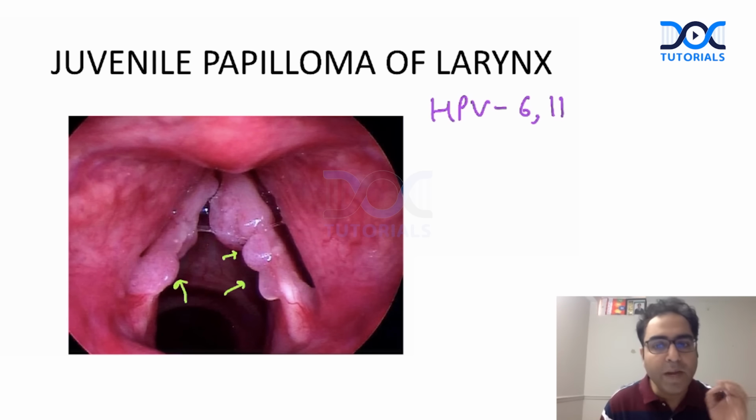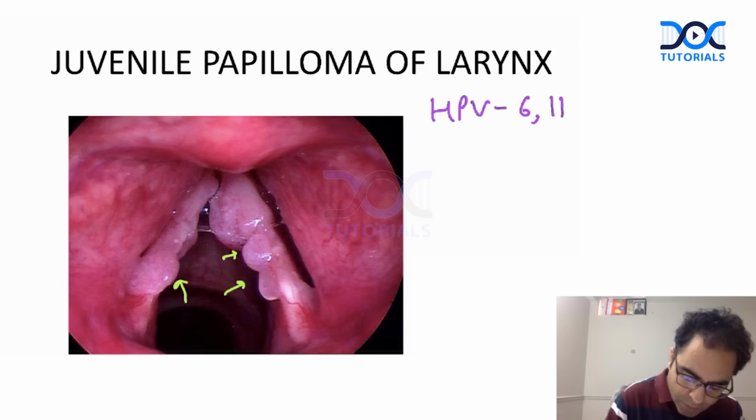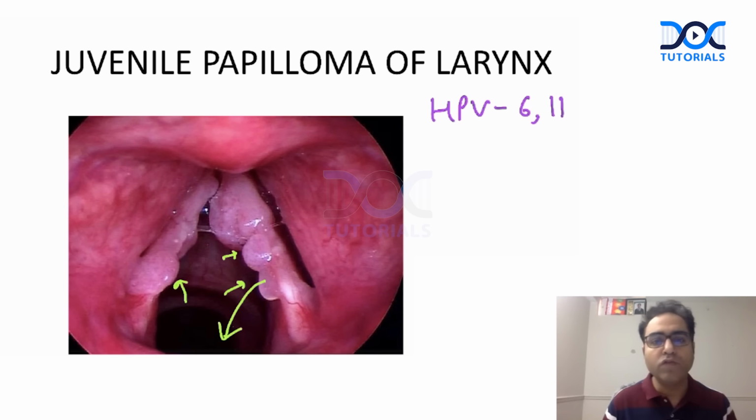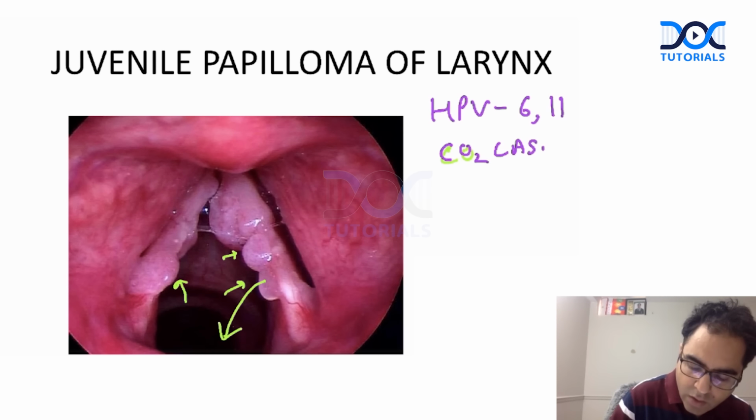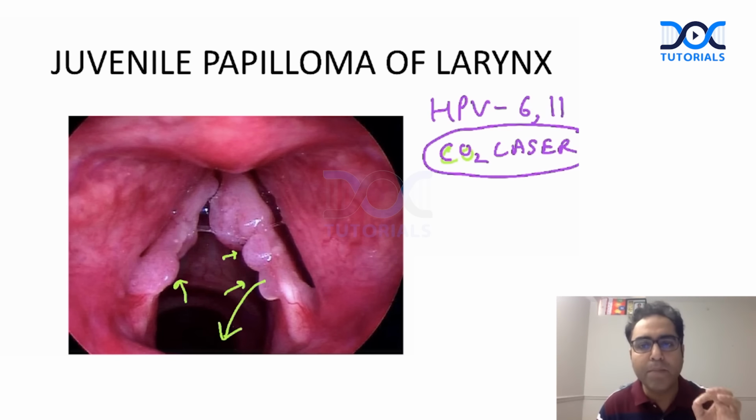HPV, this is also a pre-malignant disease, and these papillomas, these warts, can also grow into the trachea and bronchi. The patient would have chronic hoarseness of voice, and there may be respiratory difficulty also. The treatment will be carbon dioxide laser surgery, CO2 laser surgery. So you do microlaryngeal surgery with which laser? Carbon dioxide laser, but recurrence is a big problem in this patient.